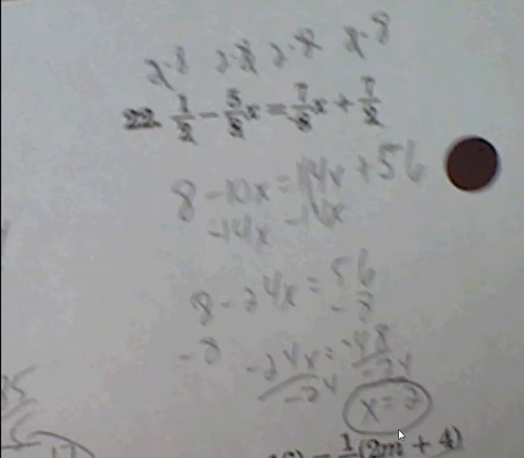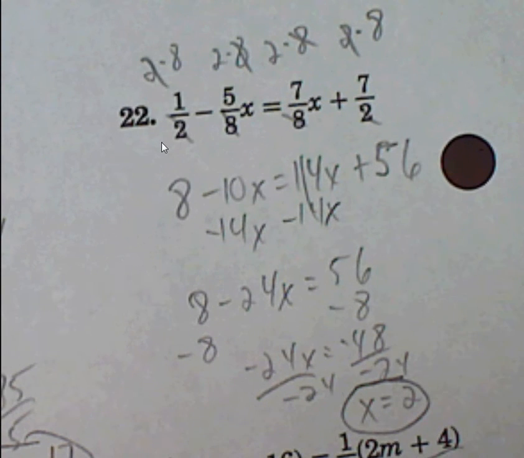Number 22. Multiply by my denominators. I have 2, 8, 8, 2. Well, I only need 1, 2, and 1, 8. So I multiplied everything by 2, 8, 2, 8. My 2's cancel, so 8 times 1 is 8. My 8's cancel, so 2 times negative 5 is negative 10. My 8's cancel, 2 times 7 is 14, x. And then my 2's cancel, 8 times 7 is 56.